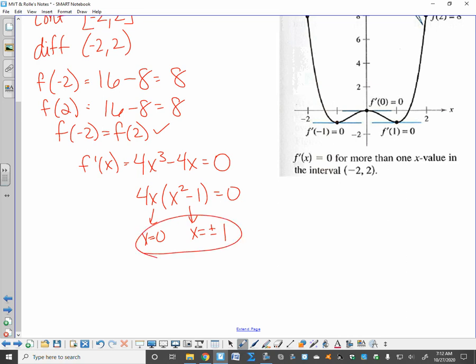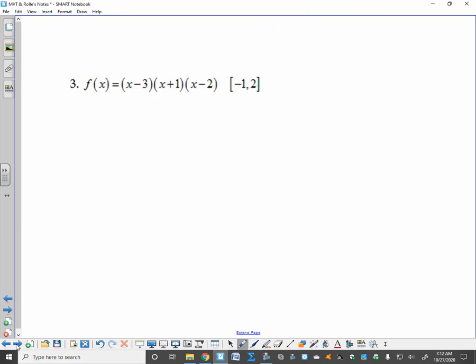Okay, so now let's go look at his graph. Yep, he does. He has 3. On the interval negative 2 to 2, he has 3 x values where the slope of the tangent line equals 0. So he has 3 x values that occur at humps. One of them is a max, and 2 of them are mins. Oh my.